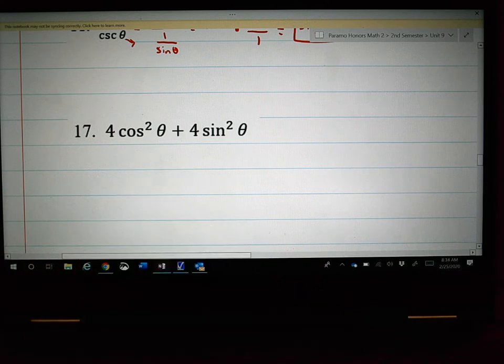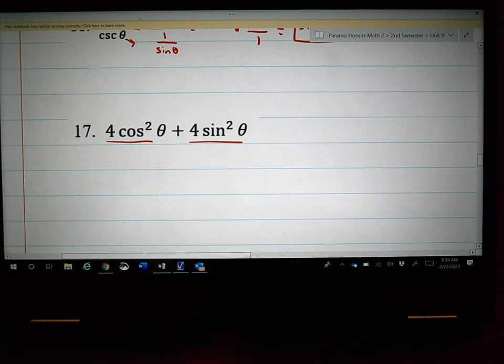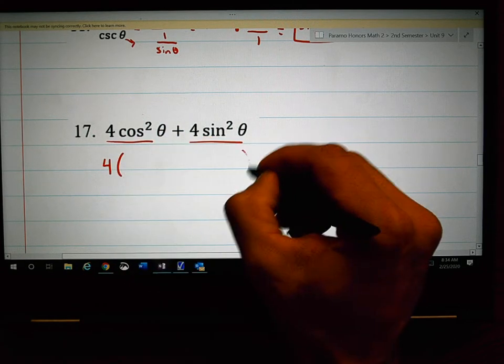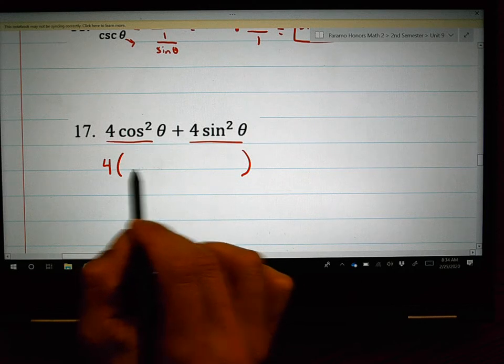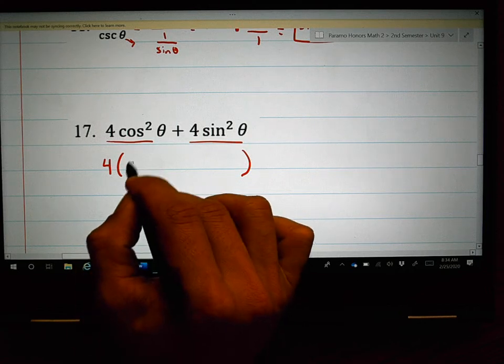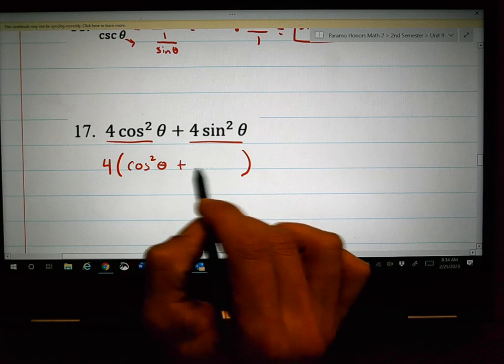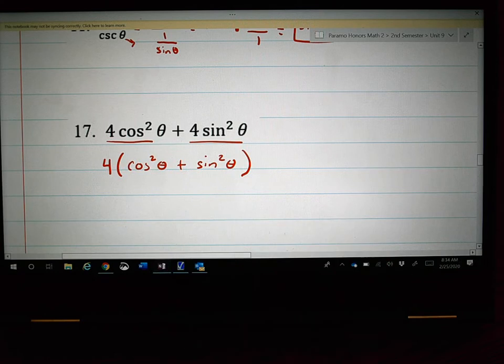So let's use a GCF. Is there a greatest common factor here? What is the GCF? If you factored out a GCF of a 4, what would be left in the parentheses? I bet you know what goes here. Tell me. Say it out loud. Good. Plus. What goes here? Good. And so what we have is 4 times, in parentheses, cosine squared of theta plus sine squared of theta.